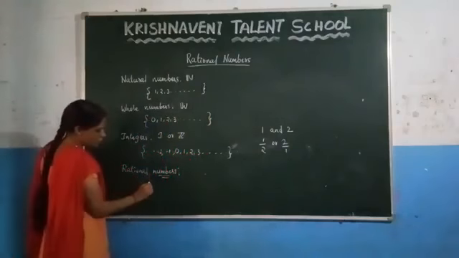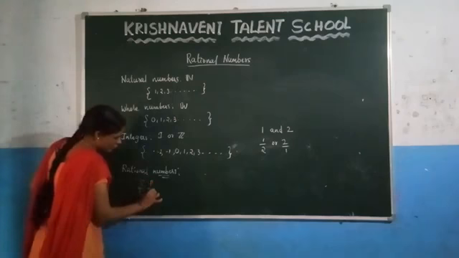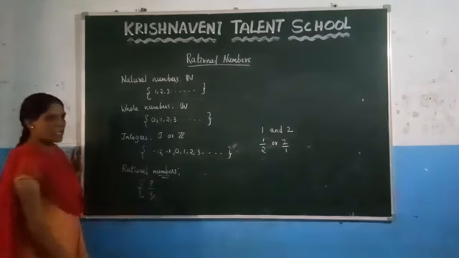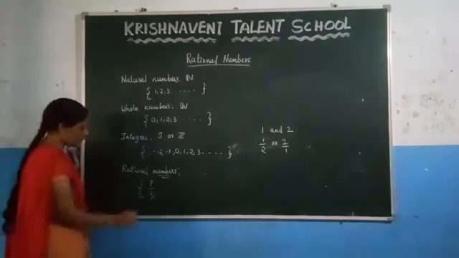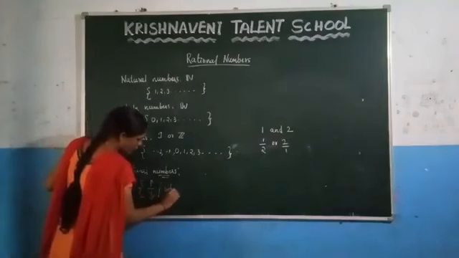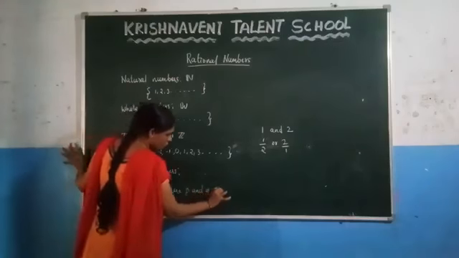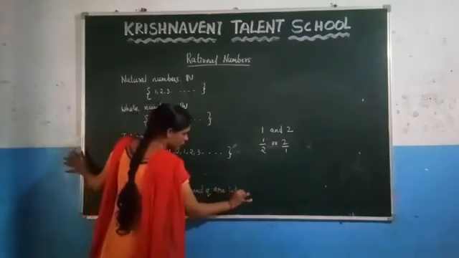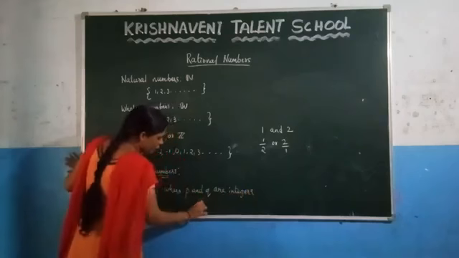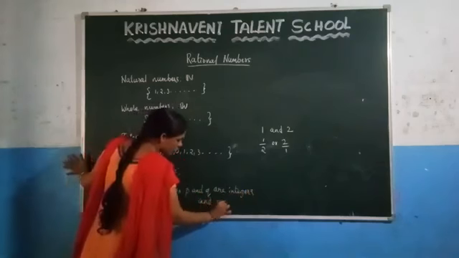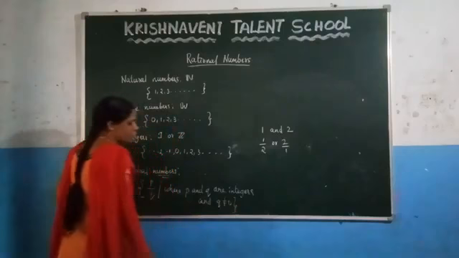You have to consider two integers. Let us consider those integers as p and q, and you have to write those integers in the form of p by q, where p and q are integers. And here one more condition will be there, which is the denominator should not be equal to 0.